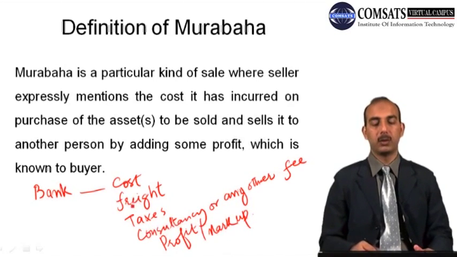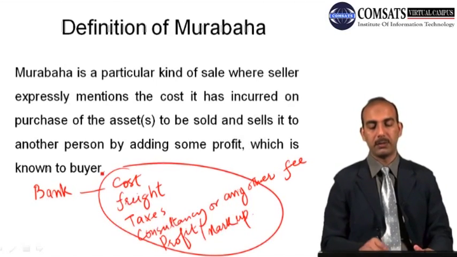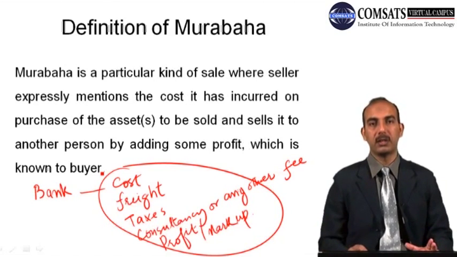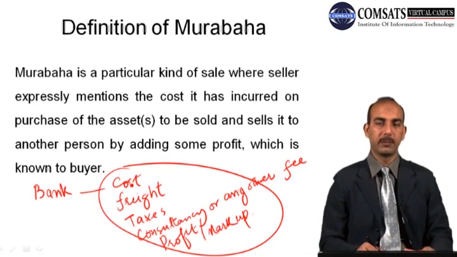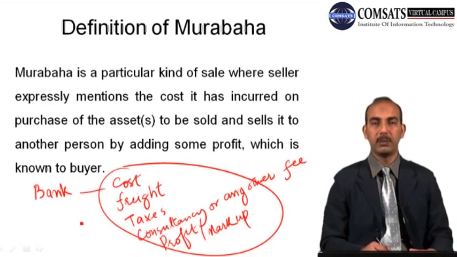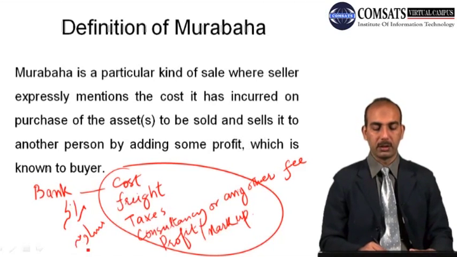So the bank will disclose all these costs of the asset which is going to be sold to the client, the buyer. So when this is the arrangement, we call it Murabaha. But when no cost is disclosed and the buyer is not aware of its cost, its freight, its profit involved in it, then it will be known as Musawama. So this Murabaha is written in Arabic like this, whereas Musawama is like this.